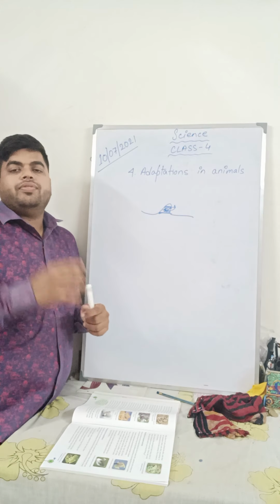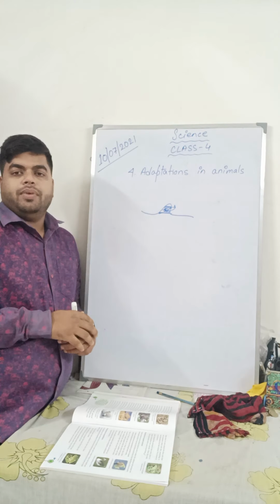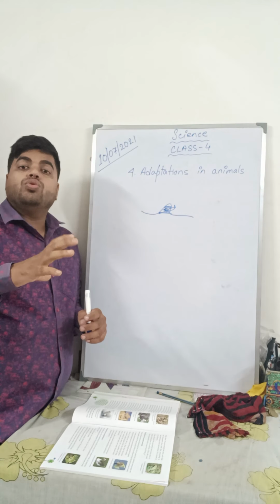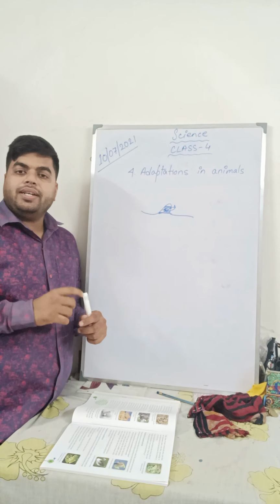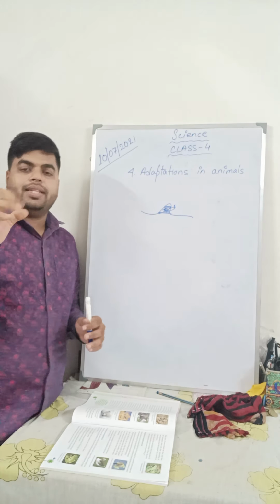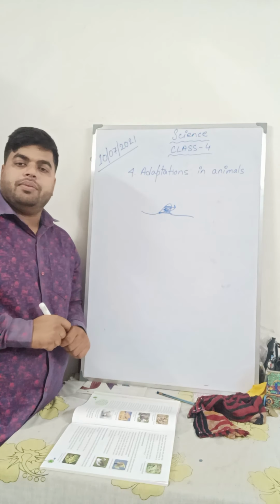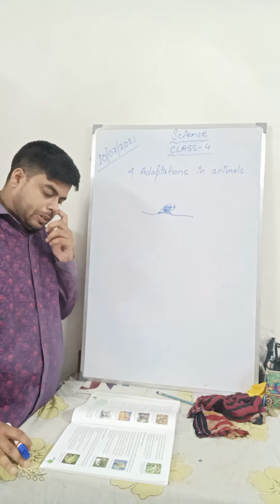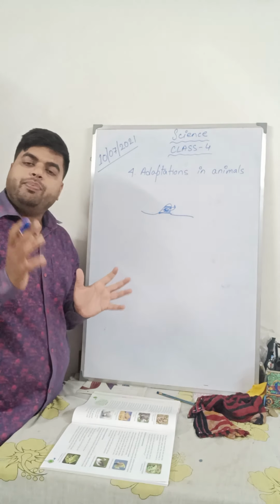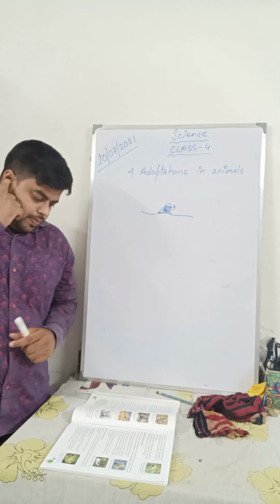Suppose if you see a porcupine, if they wouldn't have these spines, anybody would have caught them and killed them. So this is to protect themselves. They have adapted themselves with this change of having spines. If you go to catch them, they will poke you, and you will not be able to catch them. That is why these are the changes that animals make within themselves so that they can be protected from enemies. So children, I hope you have understood.